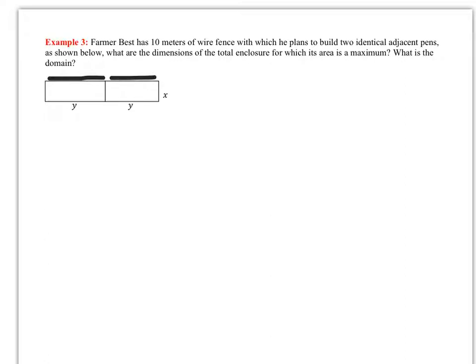Okay, so what we're going to do then is we're going to create these 3 lengths of fencing. We're going to call them X. We're going to create then these 2 widths, which we're going to call Y. And then what we know is that these have to add up to 10 meters.